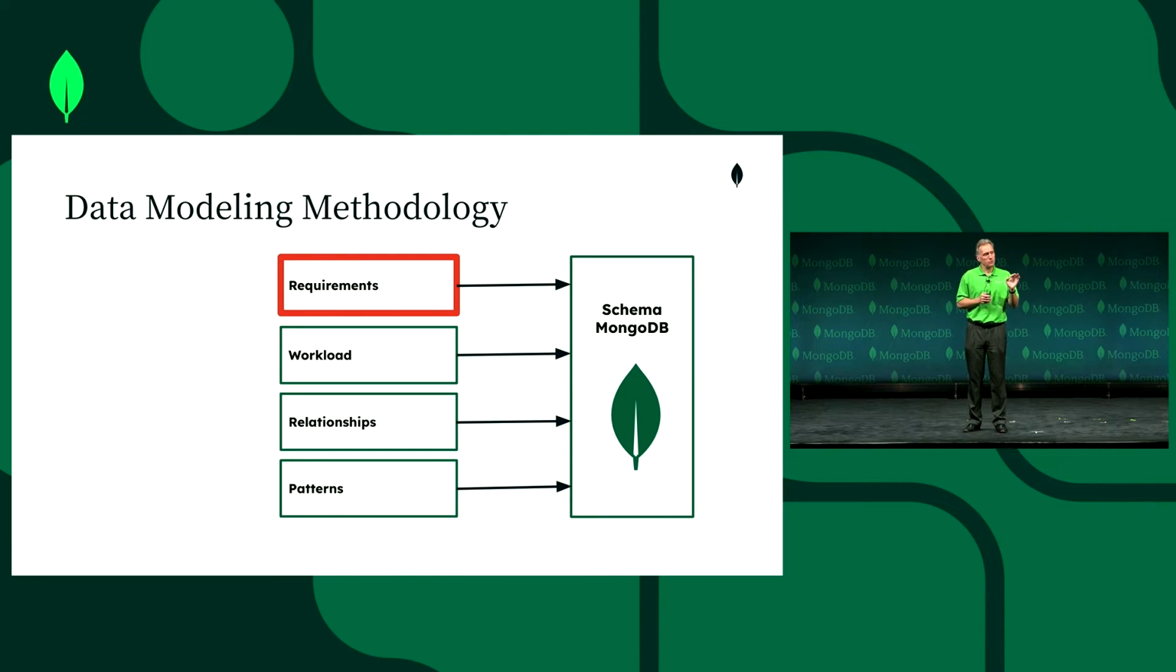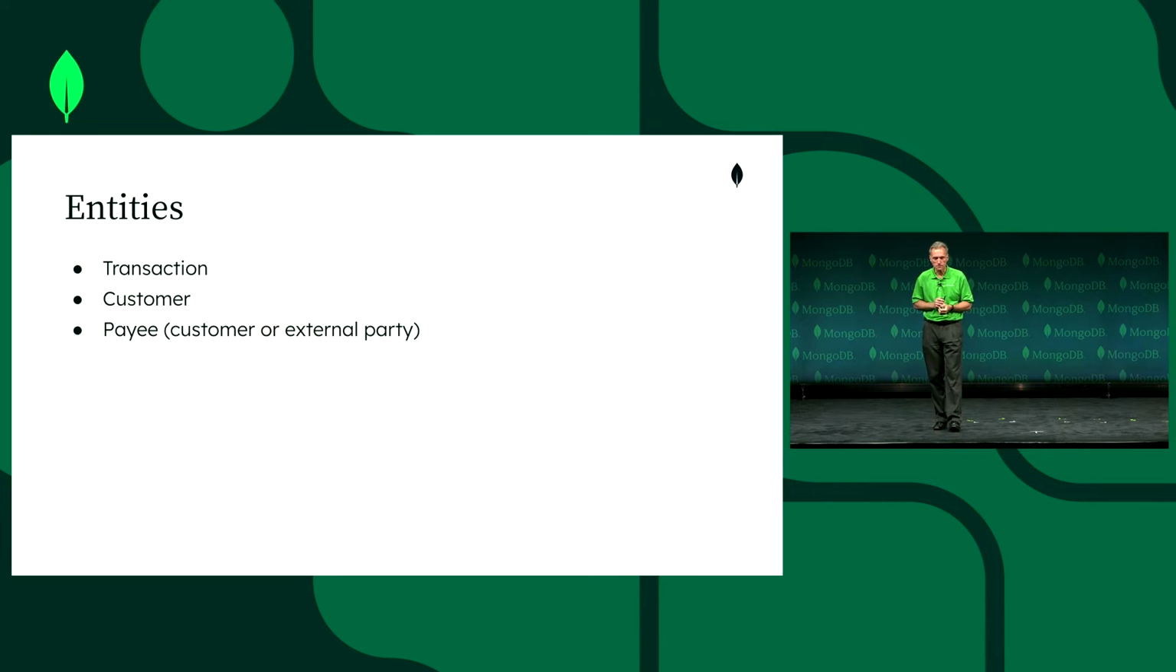Here, I really want to emphasize the term main, because when you work with MongoDB, you should not be concerned too much with secondary or weak entities. These usually would be modeled as embedded entities inside your main entities. So going back to our example, our transaction logger, these are the main entities we're going to have. We're going to have a transaction, a customer, and a payee.